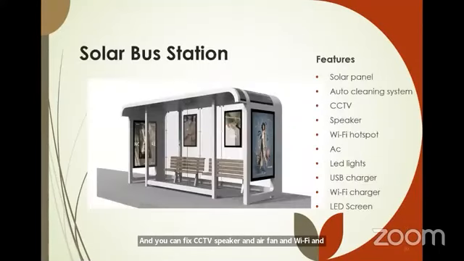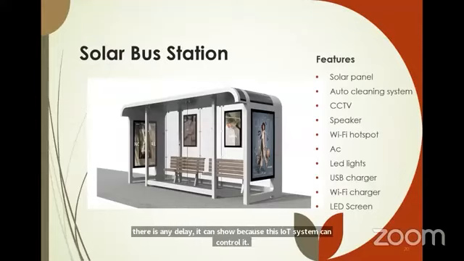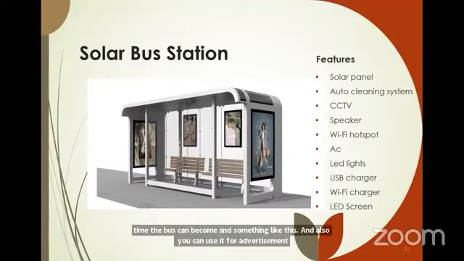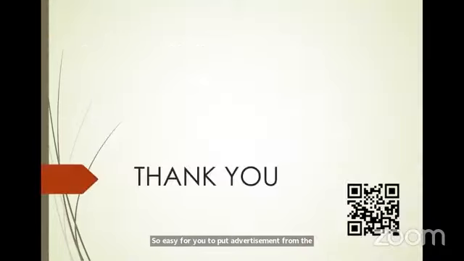And this is also something we can use for a bus station. So nowadays with this technology, the people who wait inside know what time the bus will come. And if there is any delay, it can show, because this IoT system can monitor the whole bus station and also the bus location. So it is easy for the people who sit there to understand what time the bus will come. And you can also use it for advertisement, so it is easy for you to put advertisements from the office and change all of them.